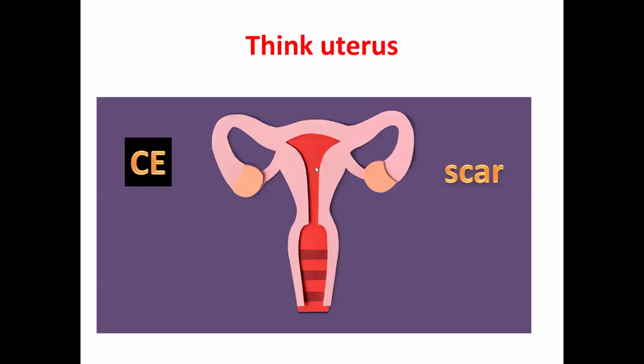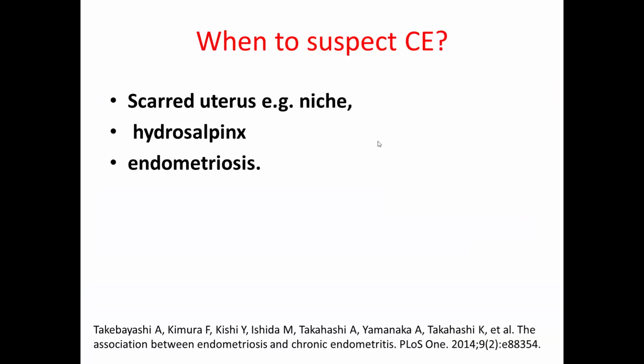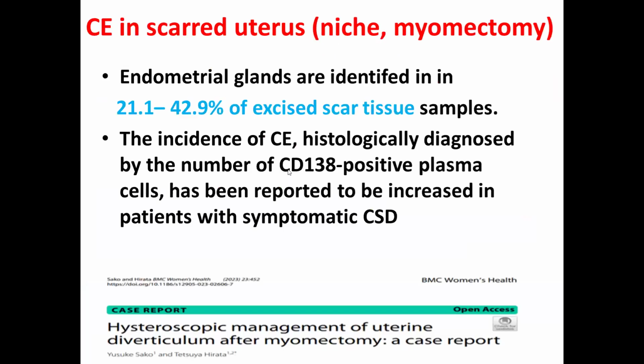So think uterus. The uterus, either infection, subclinical infection of the endometrium, or scarring of the uterus. And subclinical infection is actually a form of chronic endometritis, because acute endometritis manifests as a part of PID with pain, fever, and so on. But chronic endometritis is usually asymptomatic and subclinical, and it is characterized by infiltration of the stroma by plasma cells. This is common in scarred uterus by uterine niche, myomectomy, and also in hydrosalpinx and in endometriosis.